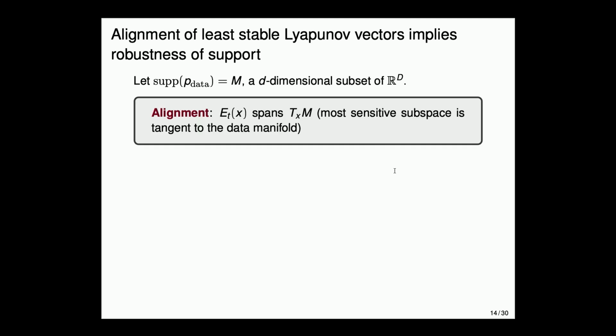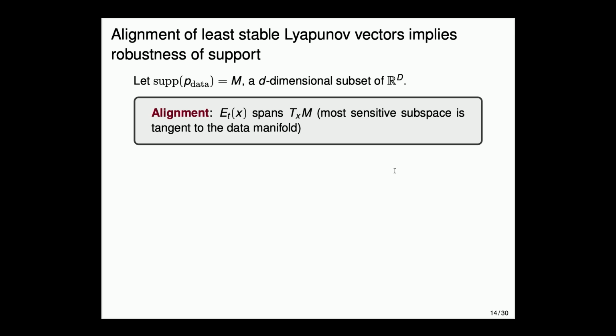Diffusion models are learning the data manifold. How do you formalize this? One way to formalize this is to say that you have this alignment property, which is defined as: if you take this most sensitive subspace E_T and it exactly spans the tangent space of the data manifold. M here is the data manifold. For now let us just assume this is some smooth manifold. So E_T, if it is exactly spanning the tangent space, we will say that a generative model is aligned.